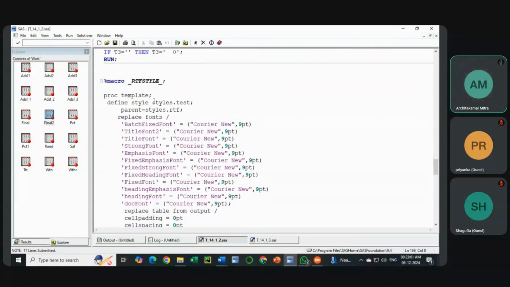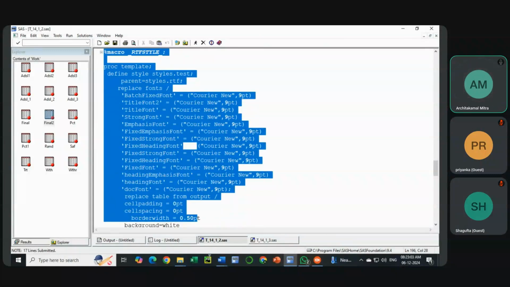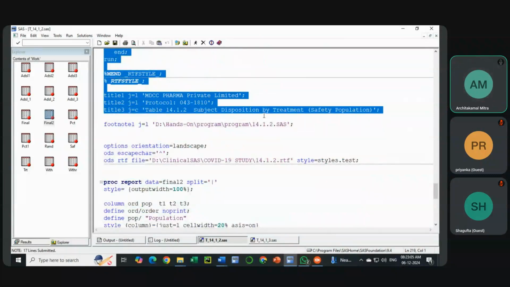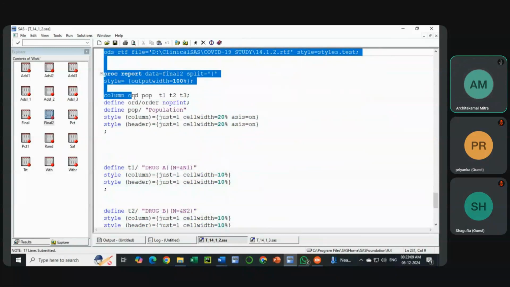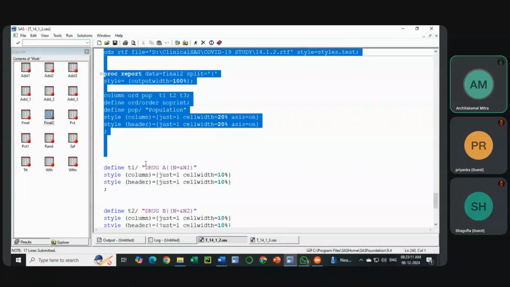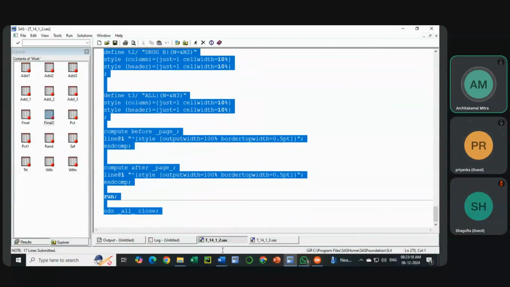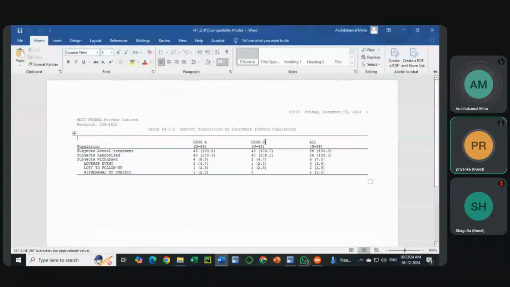Fine. Then I'm not going into this macro and this one because you know all these things. MDCC, hands-on, all these programming we have. We have this order and population T1, T2, T3. Drug 1, T1 would be drug A, N equal to ampersand N1, ampersand N1 we already have. And we just execute it. Here is the report.